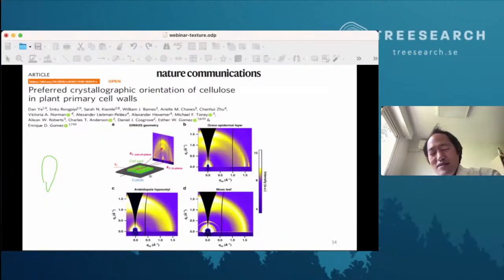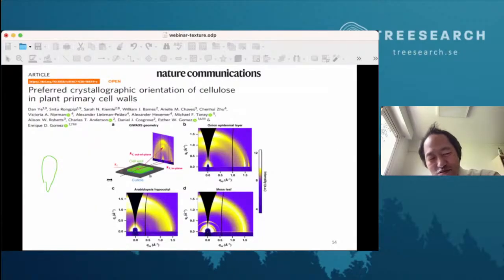And this is another example that it's really perturbing to see this very nice data published in Nature Communications, but the interpretation of this data is completely wrong. So the title says preferred crystallographic orientation of cellulose in plant primary cell walls. And you see their reasoning is the following.